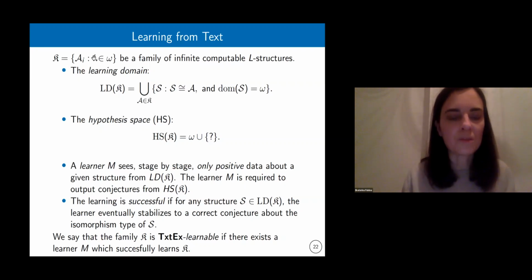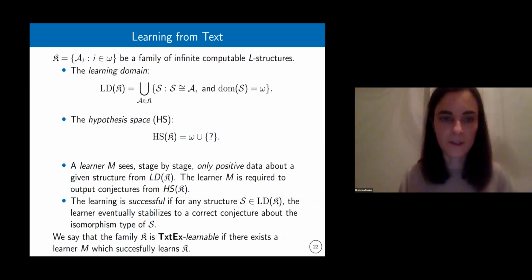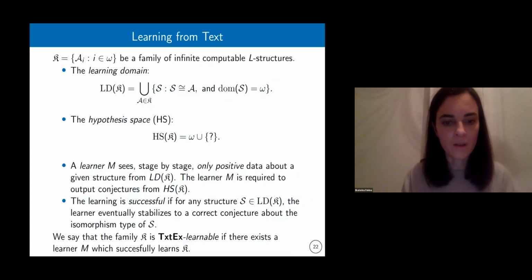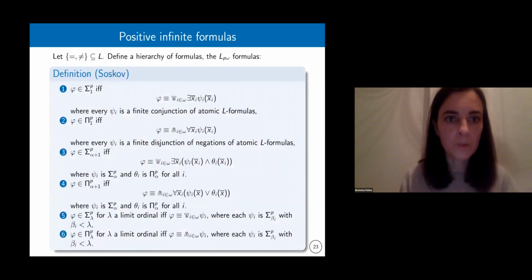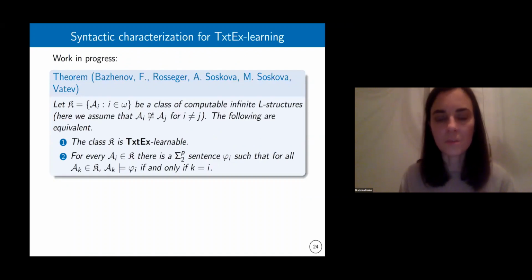So we do not consider the complexity of how this class can be found inside of some superclass with a nice enumeration. And then we could also, with Nikolai Bazhenov, Dino Rossegger, Alexandra Soskova, Maria Soskova, and Stefan Vatev, give a syntactic characterization for this kind of learning using the notion of positive infinitary formulas as given by Soskov. I will not talk much about those definitions, but these are also infinitary formulas. And then we can say pretty much an analogous result.